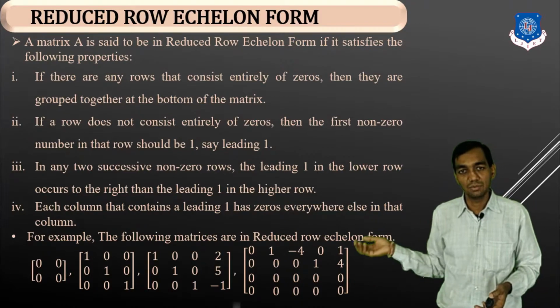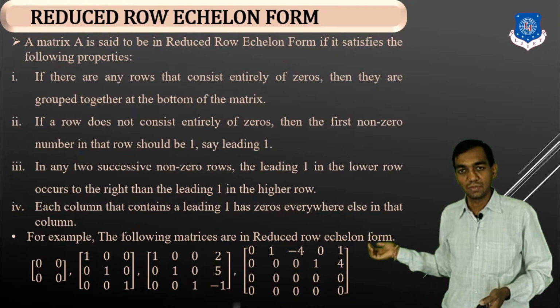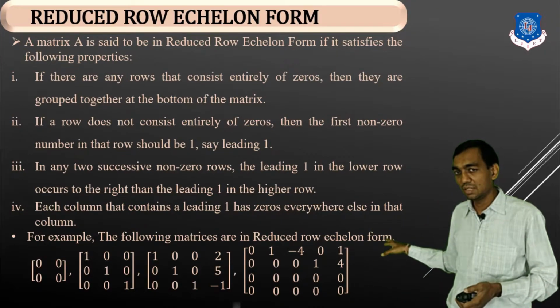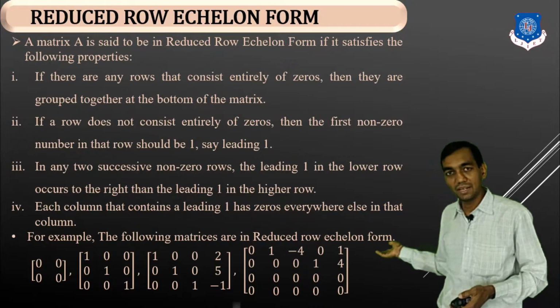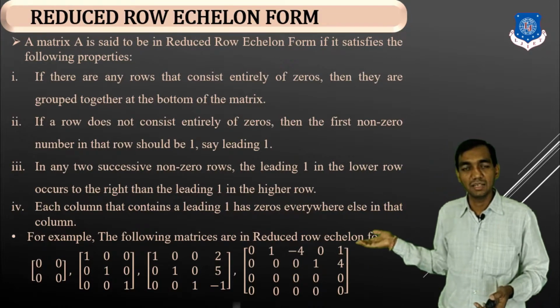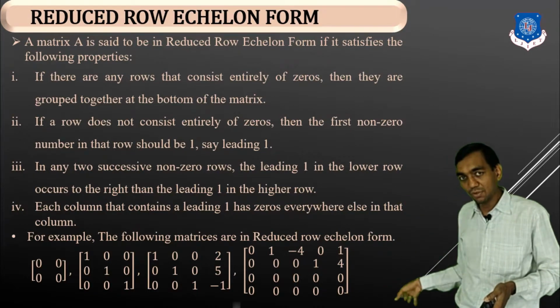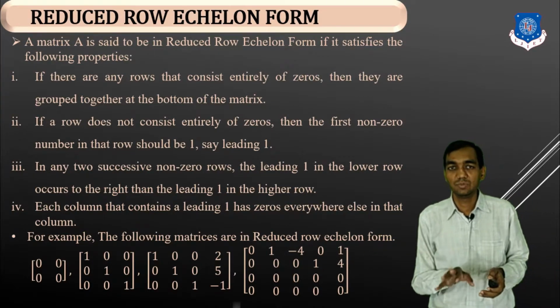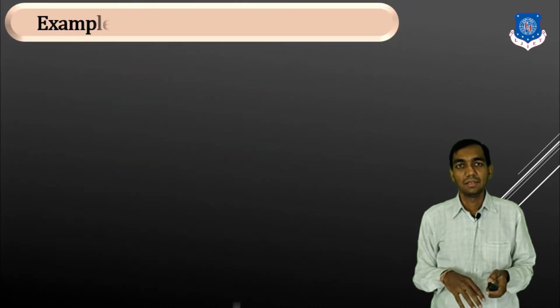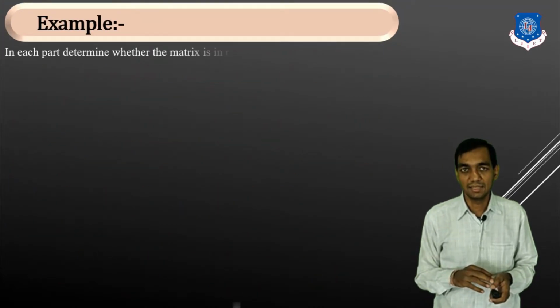Now for the third and fourth conditions: in other columns, it is not necessary. If you have any entry there, the entries may or may not be 0. But in the column of a leading one, all entries other than the leading one must be 0. Okay, now we go on to the examples.